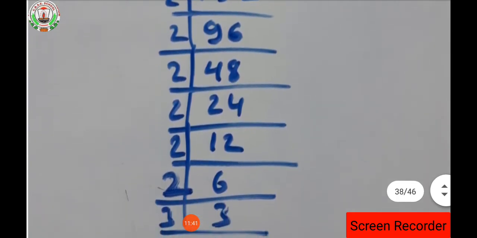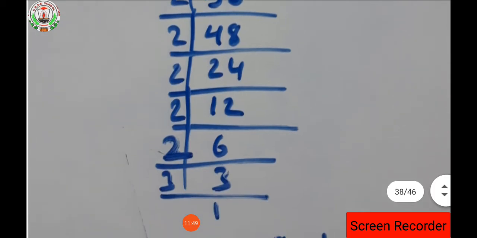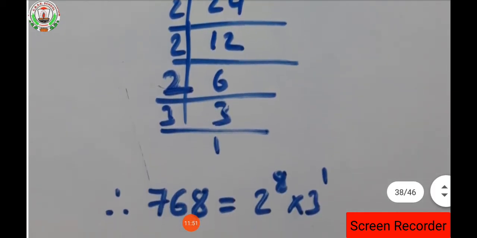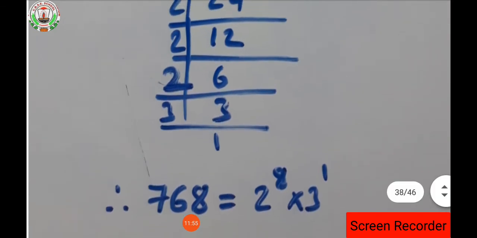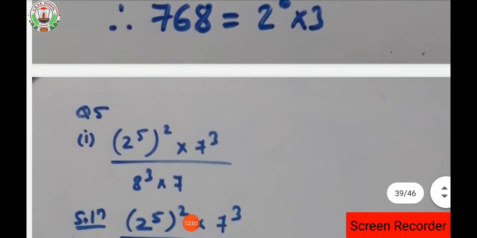Then 12 goes in the table of 2, 6 times. Then 6 goes in the table of 2, how many times? 3 times. And 3 goes in the table of 3 itself, it will be 1. So how many 2 are there? It is eight 2s, isn't it? So the exponential form of 768 will be 2 to the power 8 into 3 to the power 1.